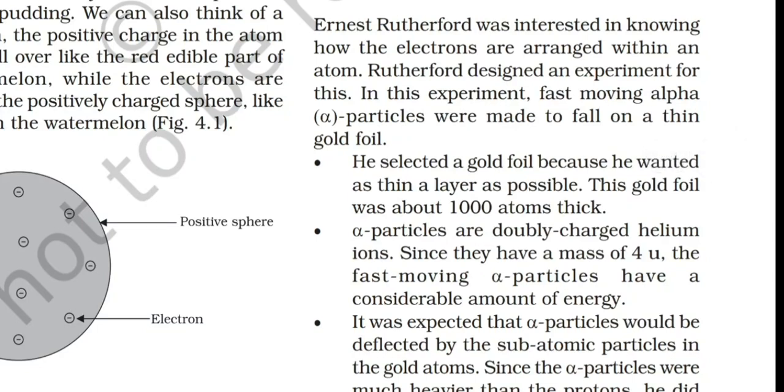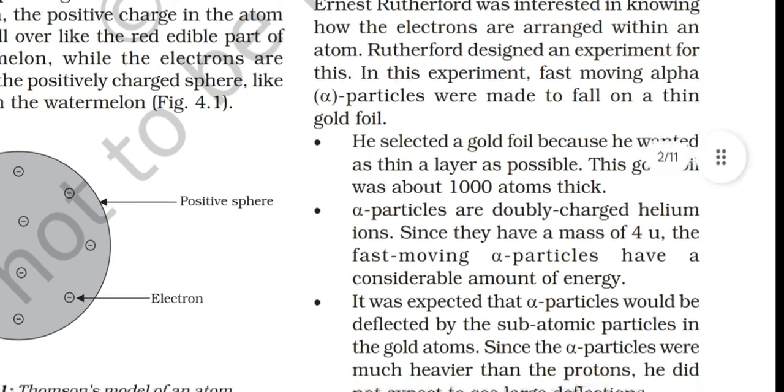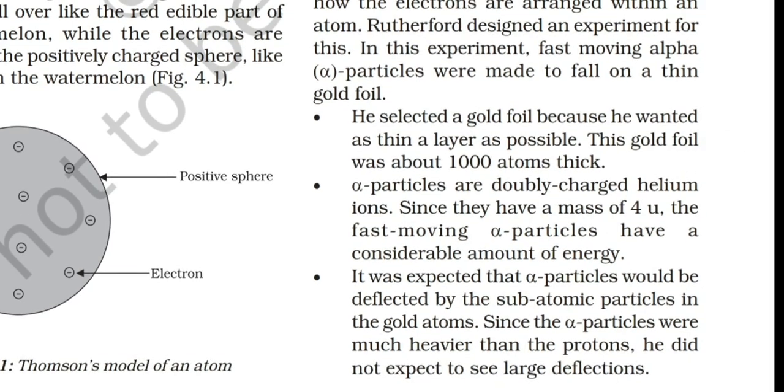Alpha particles are doubly charged helium ions. Since they have a mass of 4u, the fast moving alpha particles have considerable amount of energy. Alpha particles are emitted towards the gold foil. So because of that, the particles of rays, or we can say the particles of light, which are known as the alpha particles, they send towards that gold foil.